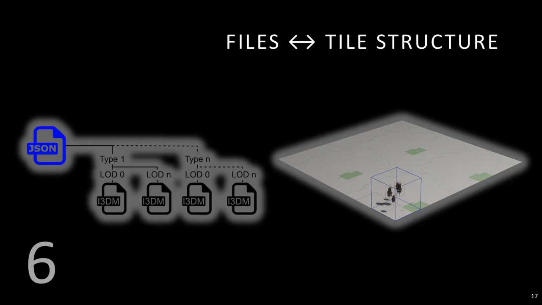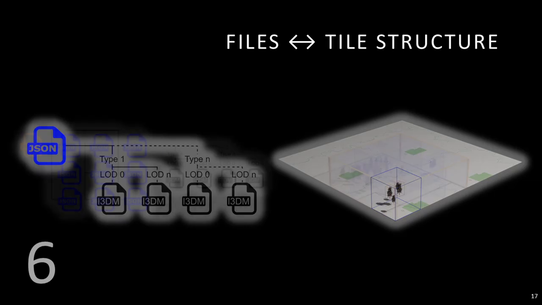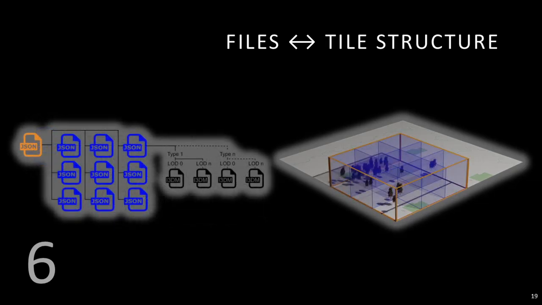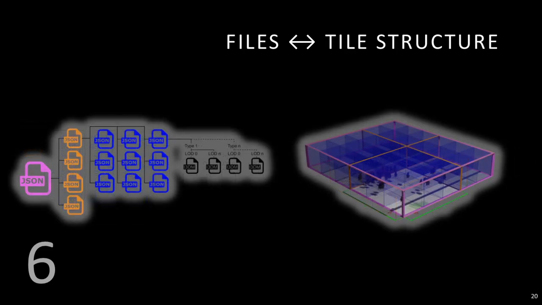To visualize the relationship between the files and the features in the scene, we can have a look at these figures here. We see at the lowest level we have i3dm files, and then the blue area around it, basically a JSON file. And then at a higher level, we get additional JSON files with a combining outer JSON file. And then at the highest level, we get the same thing again with the final JSON file.